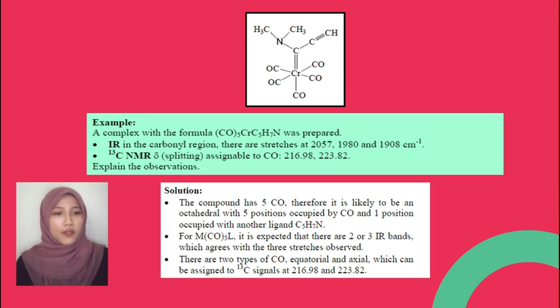So, if we look back at the table, we can see the MCO5L are expected to have 2 or 3 IR bands as well. So it is confirmed that the structure belongs to this one. And the third point, there are 2 types of CO, which is equatorial and axial, which can be assigned to the carbon-13 signals at 216 and 223. So this one resembles to this, the CO and this CO symmetrical, meanwhile this one and this one are symmetrical as well. So they exhibit 2 peaks in carbon-13 NMR spectroscopy.